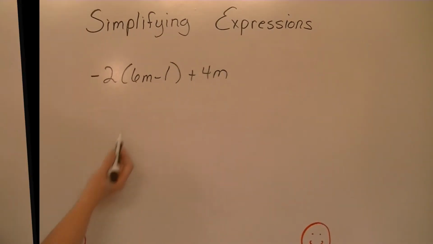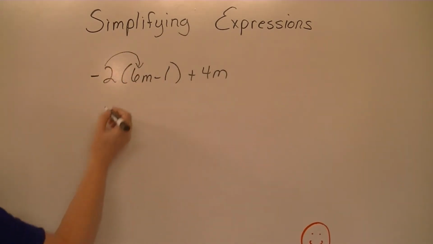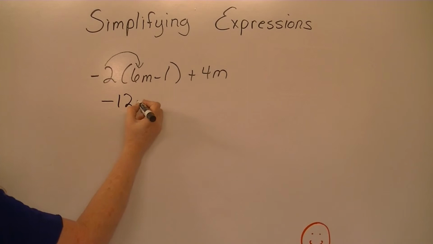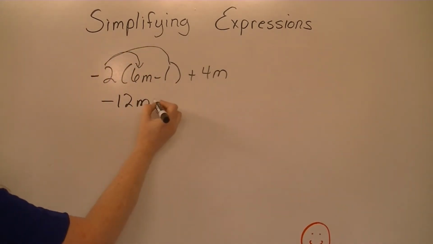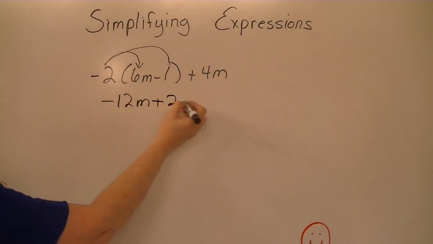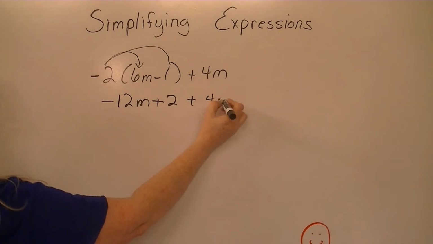Okay, again we have the distributive property. So negative 2 times 6 is negative 12, and I'm going to keep the m. And then negative 2 times negative 1 is positive 2. So I've cleared my parentheses, and I'm going to drop the other term down.